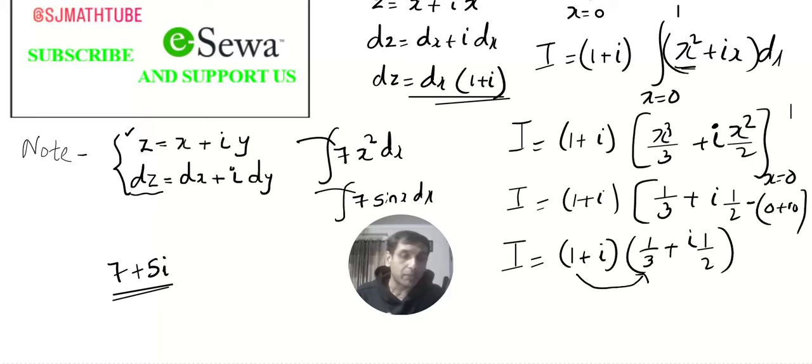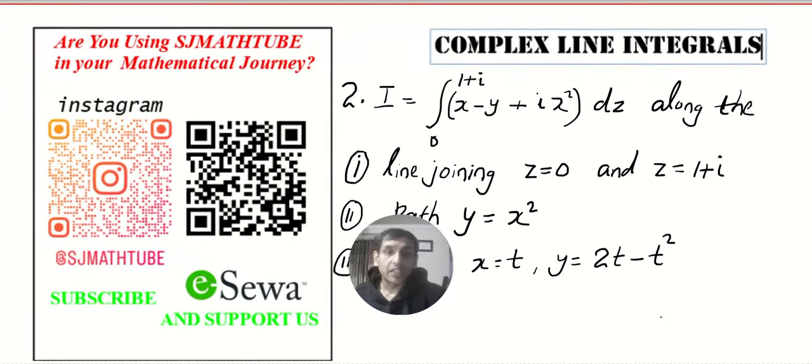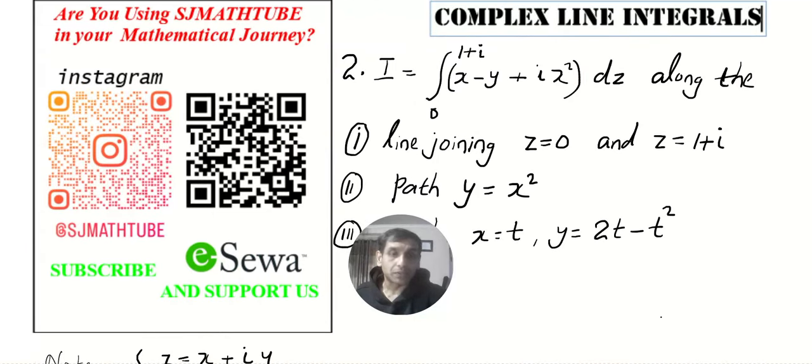1 multiplied by 1 by 3 plus 1 multiplied by i by 2. Anyway, I'm not going to recommend that method because as an engineering student, you should use technology. So the answer will be minus 1 by 6 plus 5 by 6 i. Okay, so let's go for the next question.